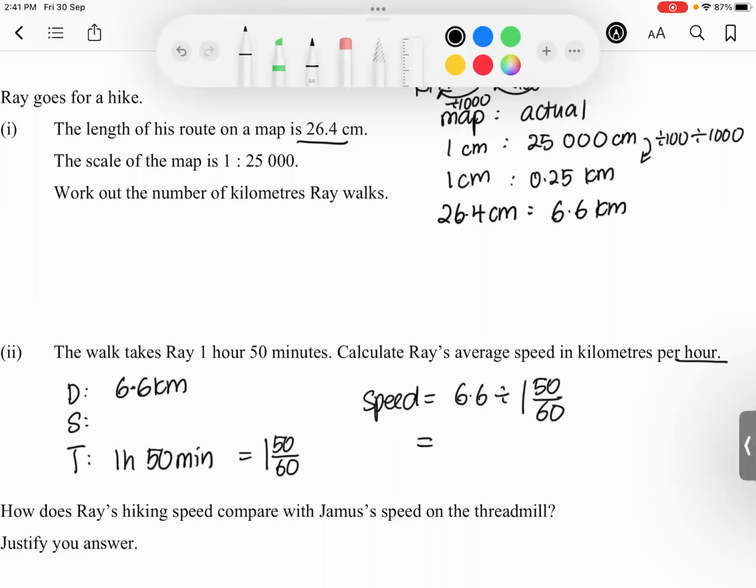Please make sure you know how to use your calculator with mixed numbers. I got my answer to be 3.6 kilometers per hour.